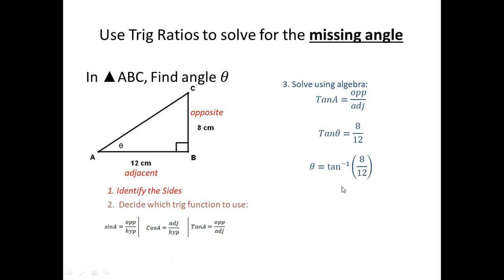Now in your calculator, if you are typing in the value first, you need to put it in brackets, type in 8 divided by 12, and then hit inverse tan. On the other hand, if you're using a handheld calculator, chances are you'll be able to type in tan negative 1, so the inverse of tan, and brackets again, 8 divided by 12. It'll give you the answer of theta is equal to 34 degrees.